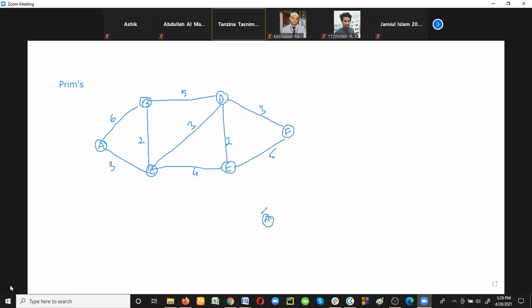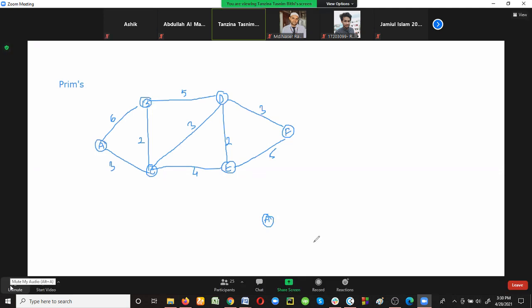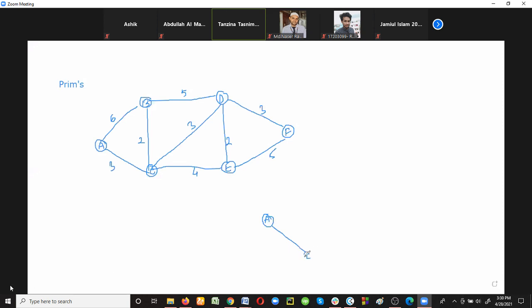But in Prim's algorithm, we cannot take more than one edge at a time. How can we choose one edge between these two? We will take the edge with the minimum weight. So between these two edges, which one has the minimum weight? This one, AC. So we'll take this edge from A to C. Our next vertex will be C, and its weight is 3. Okay, so now we're here.